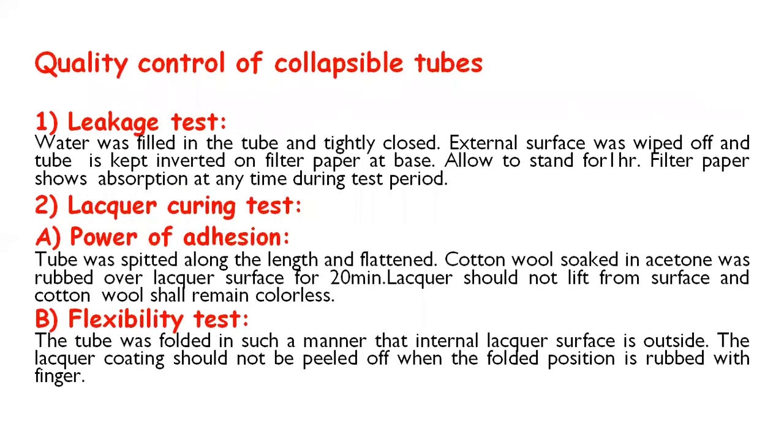Quality control for collapsible tubes. Leakage test. Water was filled in the tube and tightly closed. The external surface was wiped off and the tube is kept inverted on filter paper at the base. Allowed to stand for 1 hour. Filter paper should not show absorption at any time during the test period.